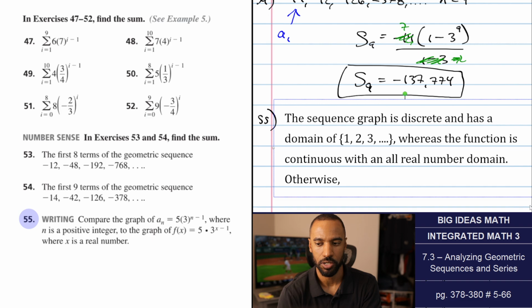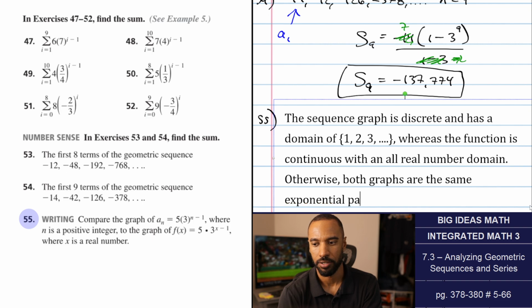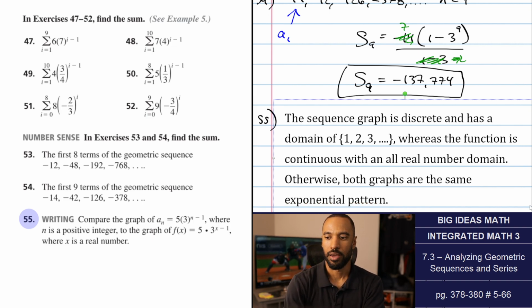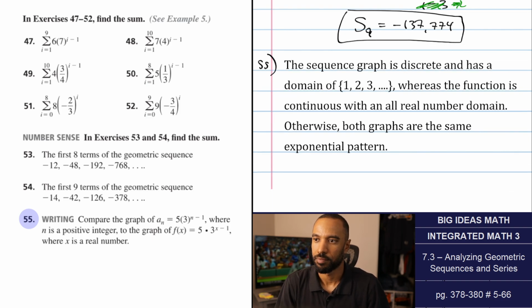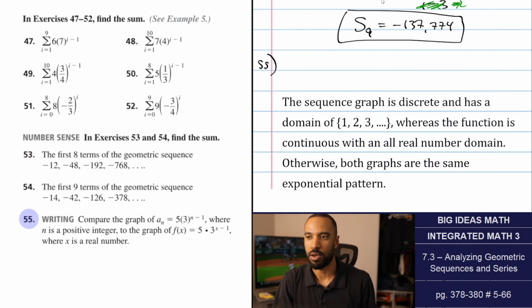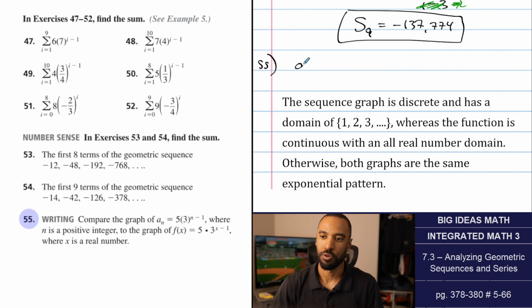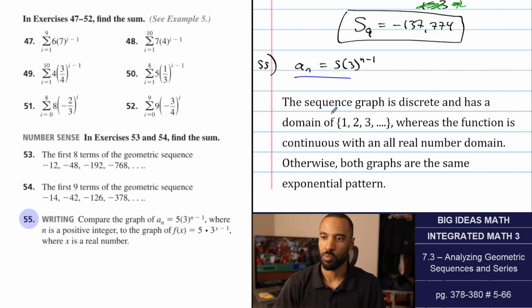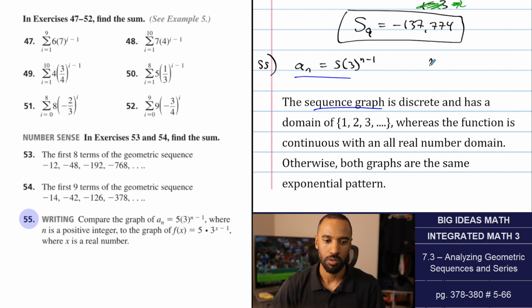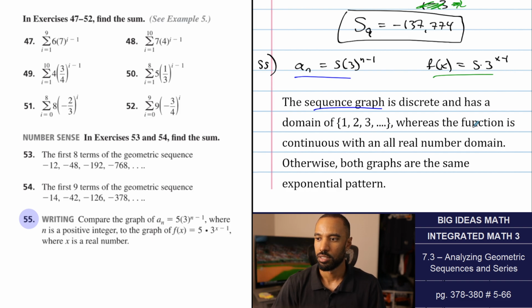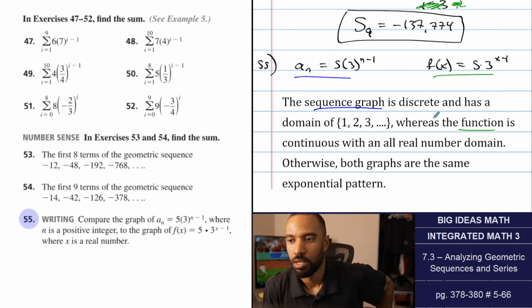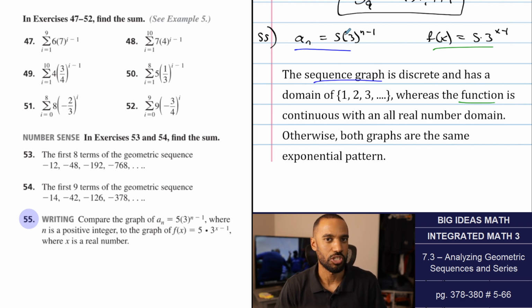Otherwise, both graphs are exponential. Both graphs are the same exponential pattern. Now, I didn't write out what they were, so maybe I should do that. The sequence graph is for a sub n equals 5 times 3 to the n minus 1 power. The other one is f of x equals 5 times 3 to the x minus 1 power. That's the function version. So one, you don't connect the dots and they start from n equals 1. This one, you connect all the dots and it goes forever, left to right.